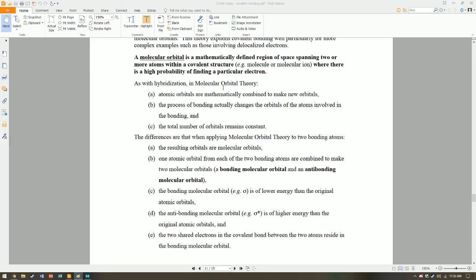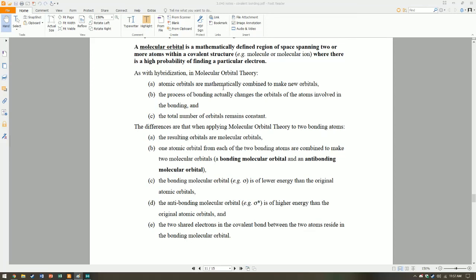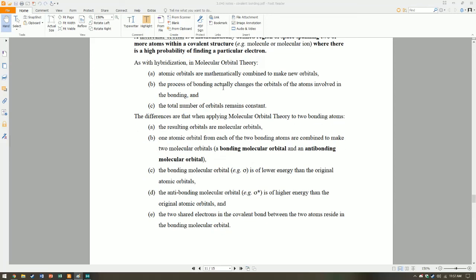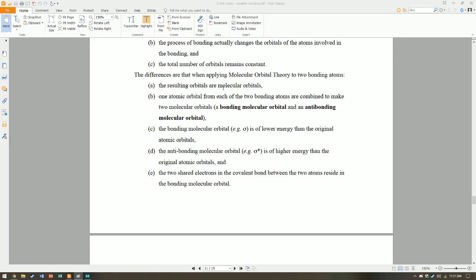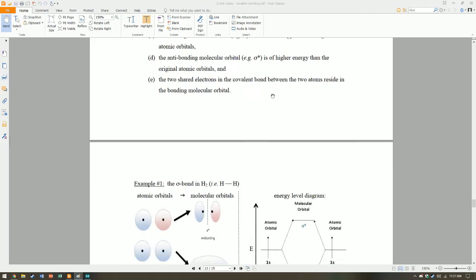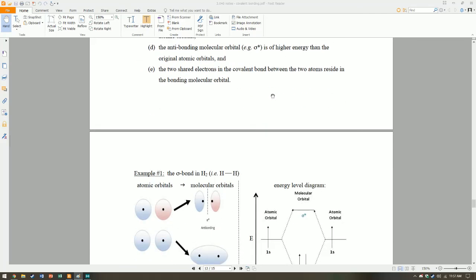So the difference is that when applying molecular orbital theory to two or more bonding atoms, the resulting orbitals are molecular orbitals. One atomic orbital from each of the two bonding atoms combine to make two molecular orbitals, a bonding and an anti-bonding orbital. The bonding one is of lower energy, the anti-bonding one is of higher energy, and the two shared electrons within the covalent bond reside in the bonding molecular orbital, which makes sense because that's where they bond, right?